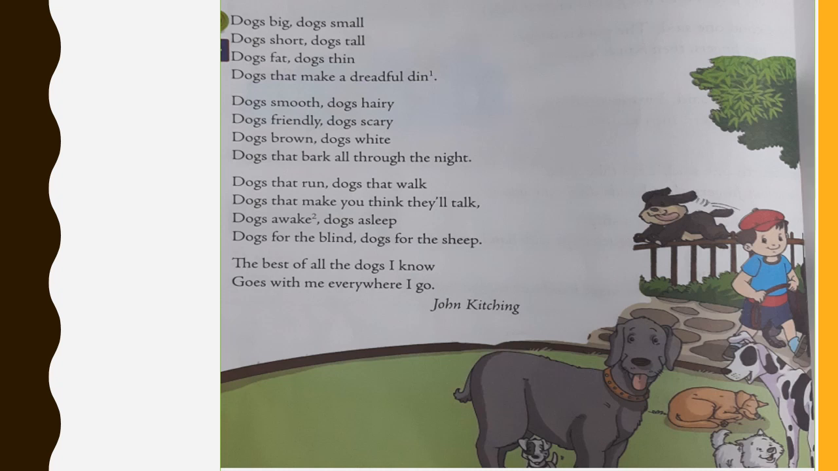But according to the poet, the best dog he knows is the one that goes with him everywhere he goes. That is his own pet dog. So children, this beautiful poem is written by John Kitching.